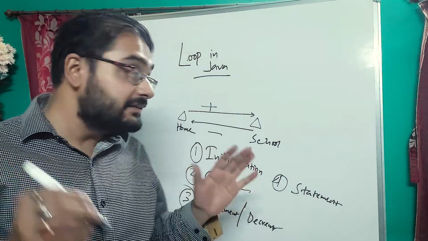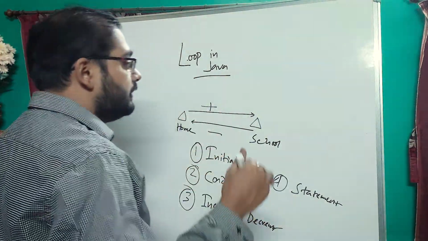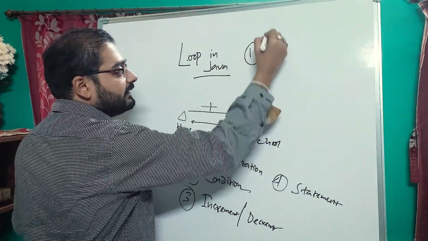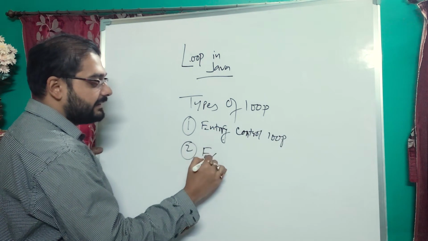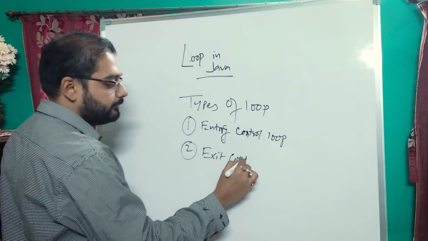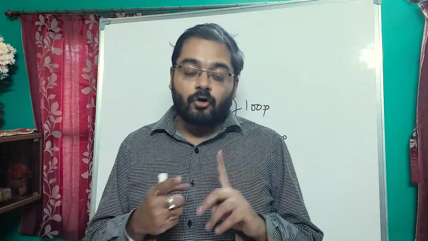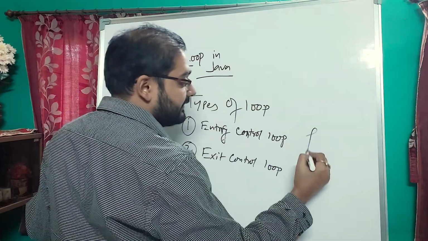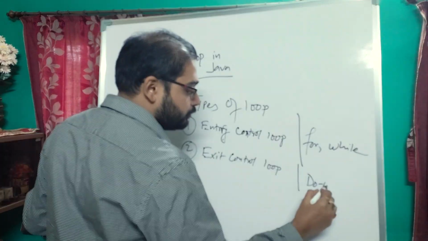And in this loop, the loop statement in Java, there are mainly two types: number one, entry control loop, and number two, exit control loop. Entry control loop means in this loop the condition comes first, then the statement comes. Examples of entry control loop are for and while. Exit control loop example is do while.